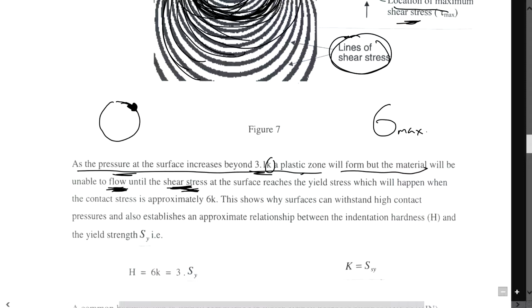There is a so-called criteria. In order to deform, you will need your shear stress to reach the yield stress, which will happen when the contact stress is approximately 6K instead of 3K.